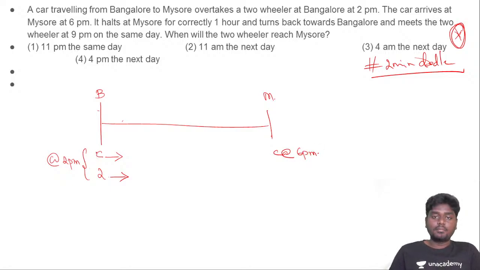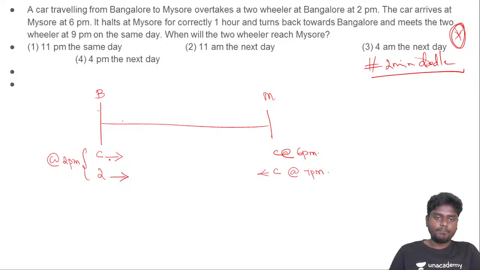It halts at Mysore for 1 hour and turns back towards Bangalore. So the car is leaving towards Bangalore at 7 p.m. and meets the two-wheeler at 9 p.m. on the same day. The question is, when will the two-wheeler reach Mysore? That's your question. Listen very carefully, guys.